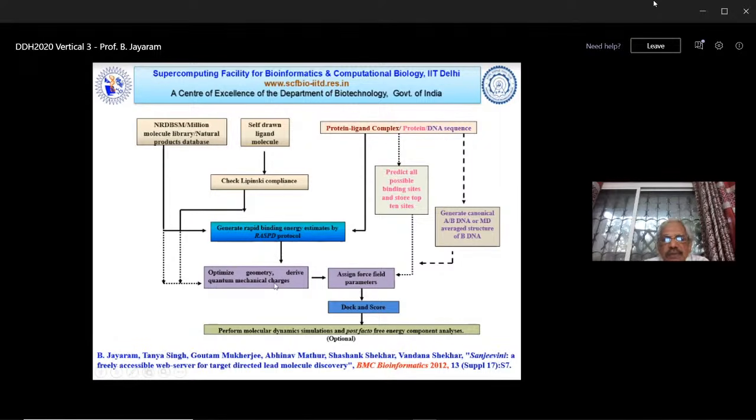And after this, you can go to more rigorous optimization of the geometry, quantum mechanical charge derivation, docking and scoring, and so on. You can also do a DNA sequence to structure, A or B DNA form, etc., and then eventually get an MD average structure as well, and then do a docking, scoring, and finally come up with some molecules which are candidates for further experimental testing.